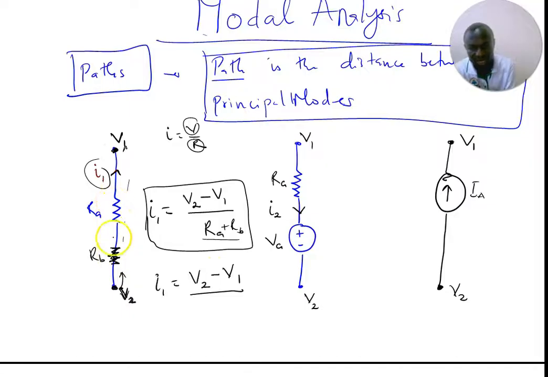On the sum of resistors on this path. At this point, I have two resistors, RA and RB. So I'm going to get RA plus RB. And that is going to be what? The current that is flowing through that path. Do you get it? Yes, very good.